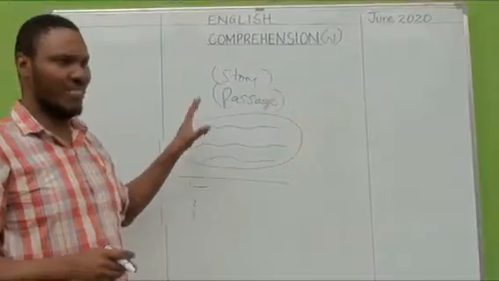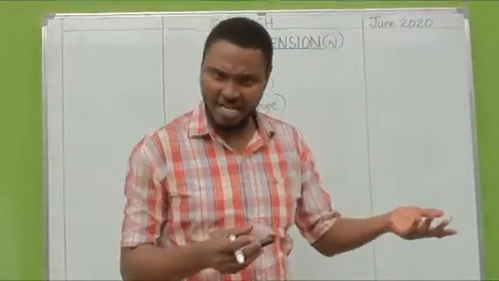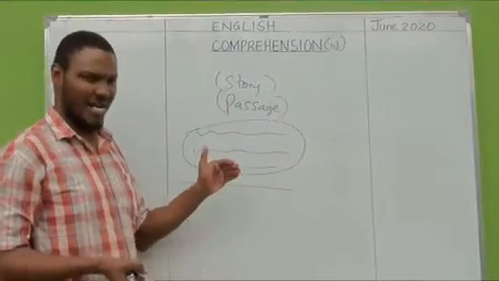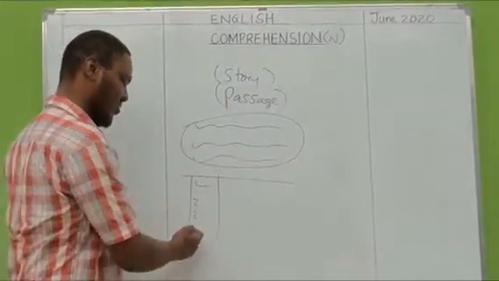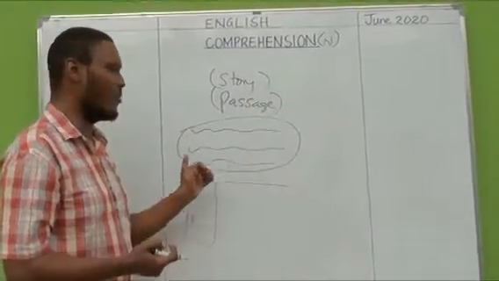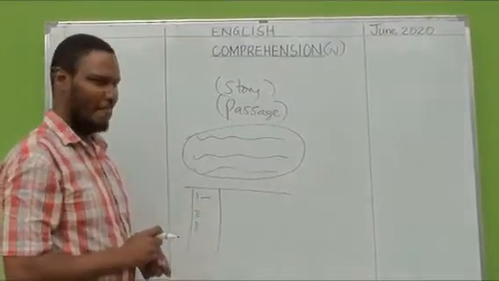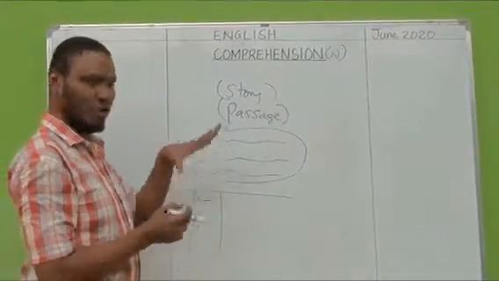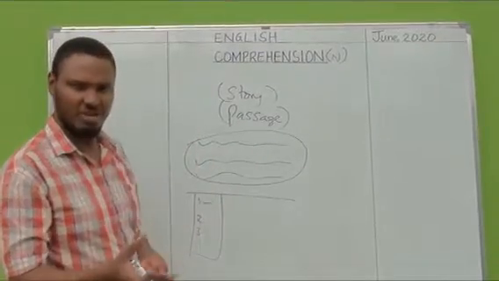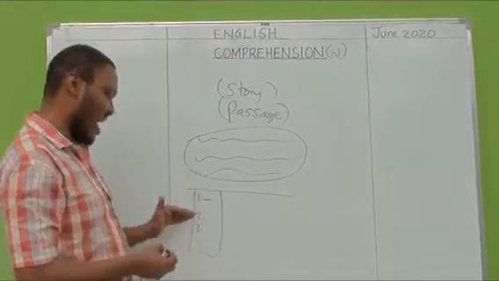Now, the person who sets a comprehension passage wants to check whether you have understood what you have read by giving you questions. So that's why it's called a comprehension passage, to check whether you have understood what you've read. So a passage may be a story, a section of a story. It may be a conversation, maybe a dialogue. And then we have the questions.